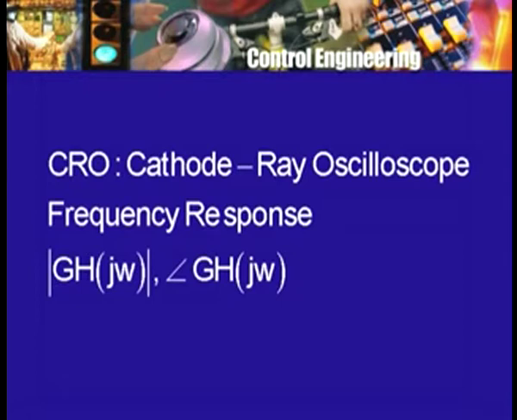So on a CRO, you can observe the input, you can observe the output, you can measure the amplitudes. Therefore from the measurements you can calculate the gain of the amplifier or the system under study and the phase shift of the system under study at a particular frequency omega, and you can vary omega. So you can obtain this for various values of omega, and this is what is known as the frequency response of the system. This frequency response is determined purely experimentally.